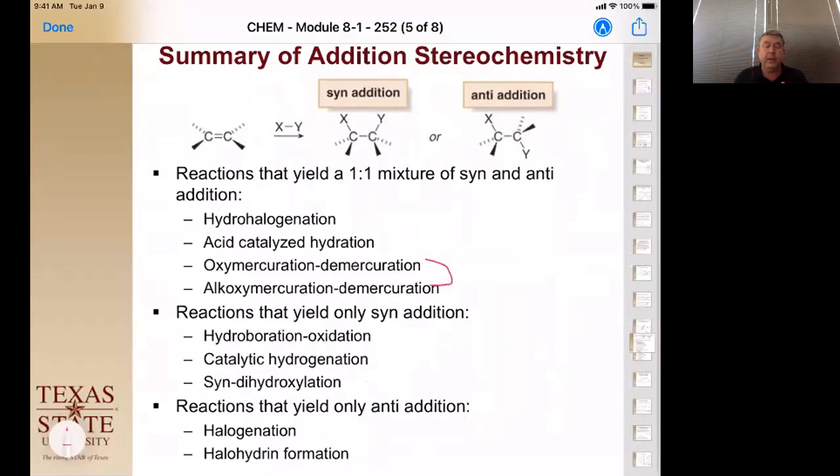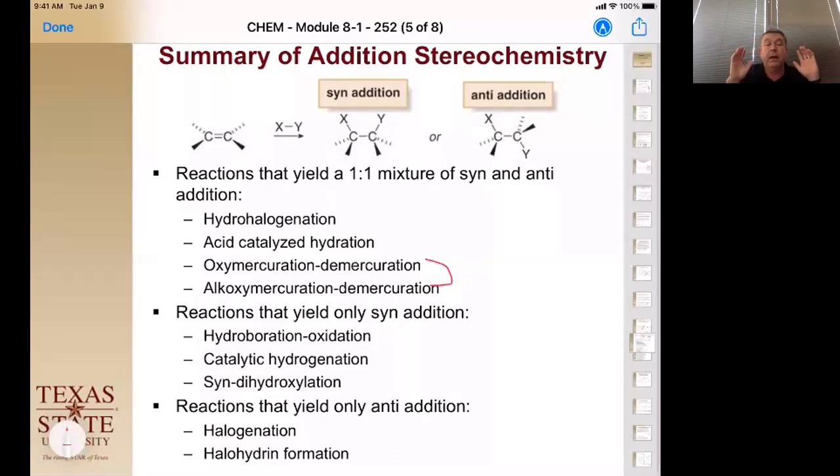If we think about that, the ones that form the carbocations give us a mixture of syn and anti, and that's the hydrohalogenation reaction and the acid catalyzed hydration reaction. The oxymercuration, demercuration is regiospecific, but not stereospecific.